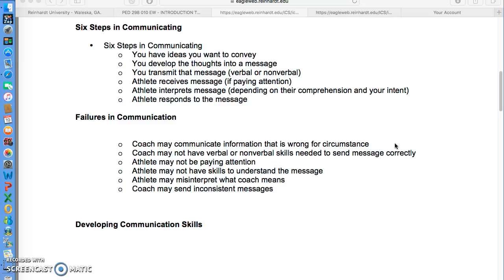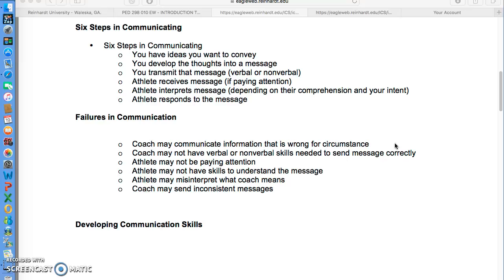And so there are several reasons why this doesn't work, or failures in communication. I'll go through them pretty quick, but sometimes a coach just doesn't communicate the right stuff at the right time. And maybe they need to use verbal skills and they tried to use nonverbal or vice versa, but the message just wasn't sent correctly. Sometimes athletes just flat out don't pay attention. Sometimes they don't have the skills to understand what it is. Sometimes coaches talk over kids' heads. Sometimes kids misinterpret what a coach actually wants them to do or what he actually means. And then sometimes coaches just don't send consistent messages, meaning that they're not consistent with what they're saying. One day they say this, the next day they say that.